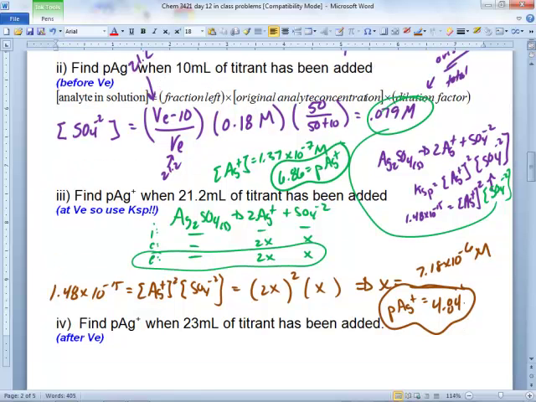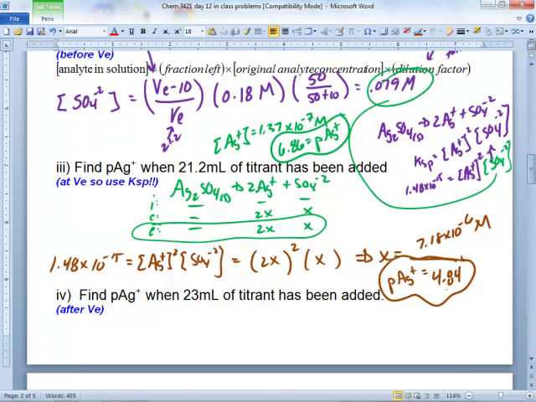Notice how, we didn't write it, but it's about 14 times 10 to the negative 6. Before it was 10 to the negative 7. So it's getting more concentrated, the silver is. We're getting there slowly, not very much, but slowly.